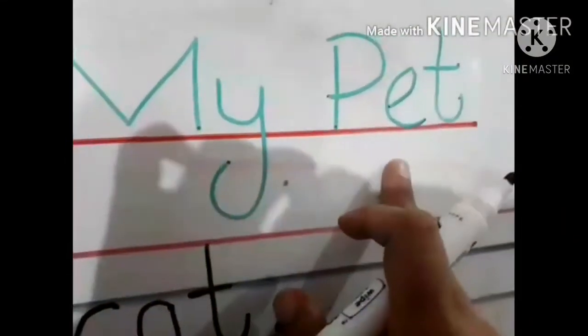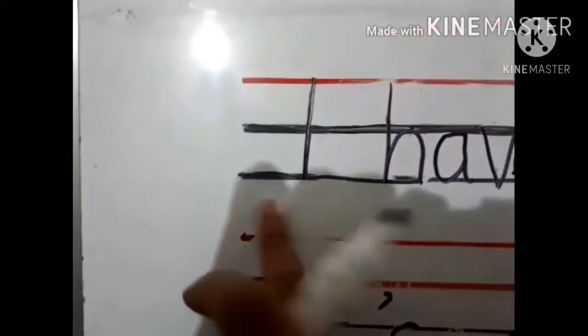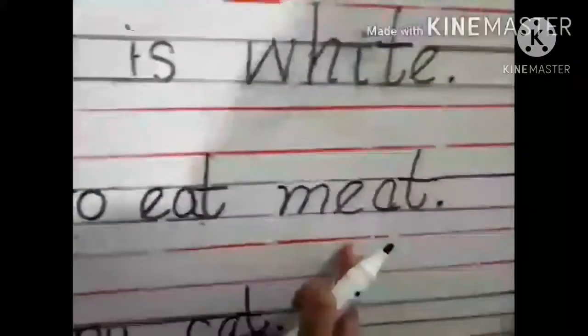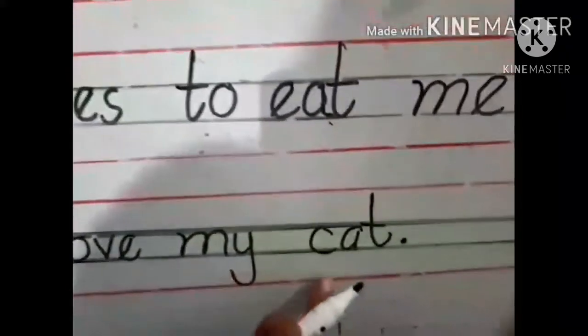Okay. Now one more time we will read it again. Read my pet. I have a cat. Its name is Mano. Its color is white. It likes to eat meat. I love my cat.